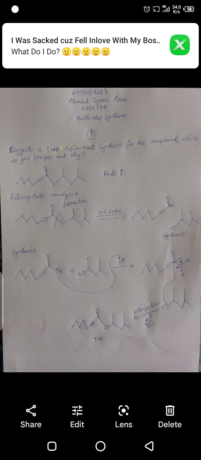First is to do a retrosynthetic analysis. The compound contains an ester bond, so it is best if we first of all disconnect the C-O ester bond to form the two synthons in the first step. Now the two synthons are from these two reagents, the carboxylic acid and the alcohol.